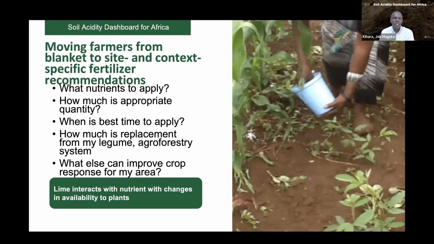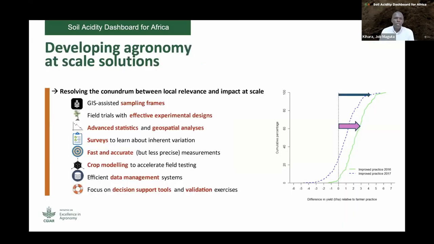And amongst them, we also know that where there is a lime application, like what we have been shown, the profitable areas, we know that the lime will interact with the nutrients and change the levels of availability of such nutrients. So these are the type of issues that the Excellence in Agronomy is trying to work around to develop solutions for farmers.